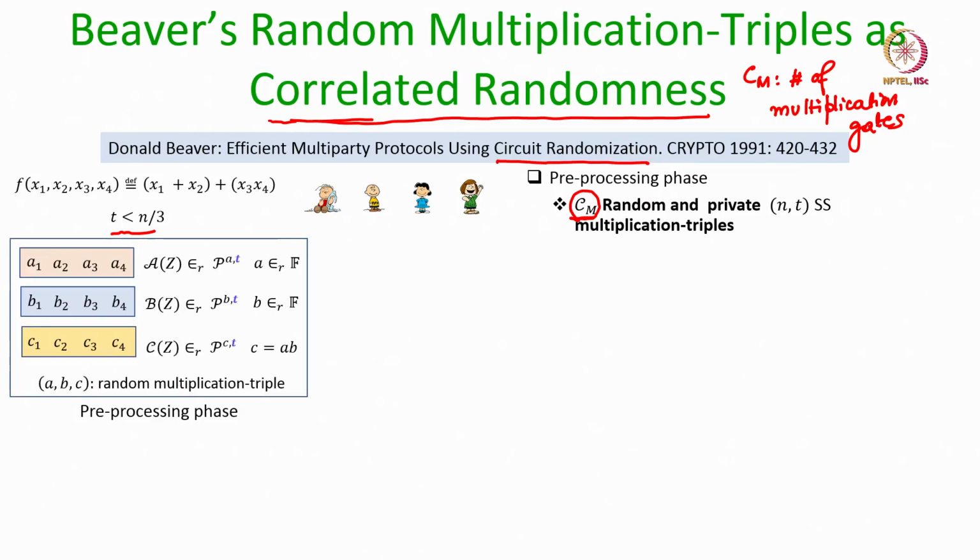Now, what are multiplication triples? So, a triple (A, B, C) from the field is called a multiplication triple, often a Beaver triple, if C is equal to the product of A and B.